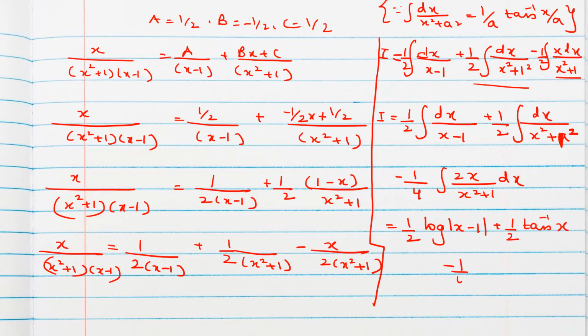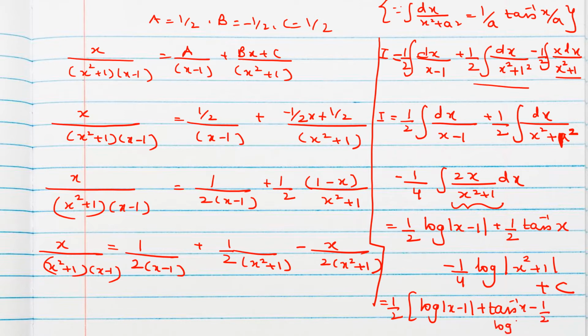Okay, minus 1 by 4. For this one we can apply that formula, so log of x square plus 1 we can write, plus c. So half is there in each term, so half we can take common, and then log of mod x minus 1 plus tan inverse x minus 1 by 2 log of mod x square plus 1 plus c.